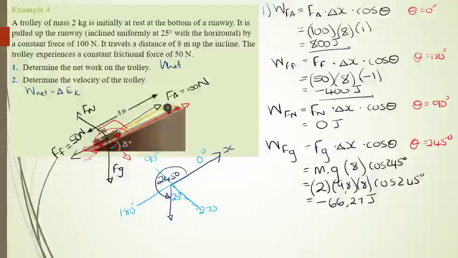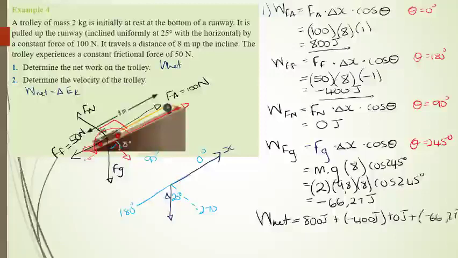Now, have we solved for our net force yet? Before I erase everything, we want to calculate our net work. Well, if I add everything together, I'll be able to get my net work. So if I add 800 joules to a negative 400 joules to a 0 joules to a negative 66.27 joules, I'm going to get an answer of 333.73 joules.